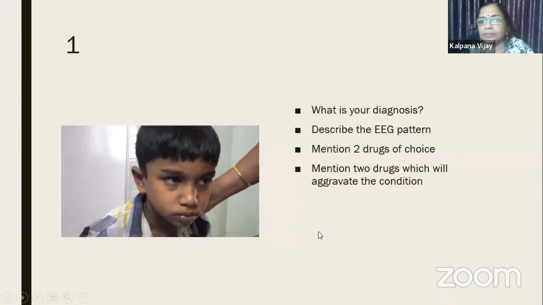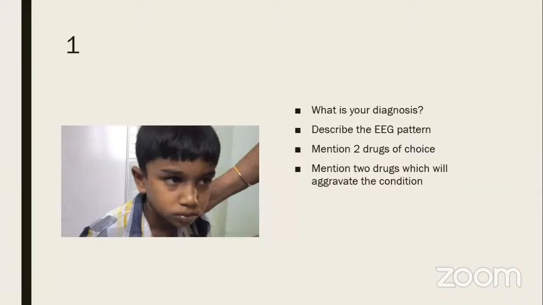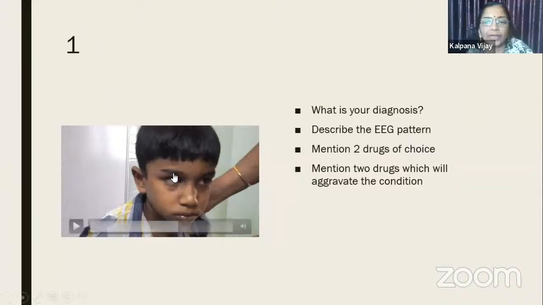And what are the 2 drugs of choice? Somebody has answered ethosuximide, valproate, ma'am. Okay. So ethosuximide is the drug of choice. If that is not available, you can use sodium valproate. What is the problem with ethosuximide? If there are any other types of seizures, they will not be controlled by ethosuximide. Previously we used only valproate. Now ethosuximide is available here.